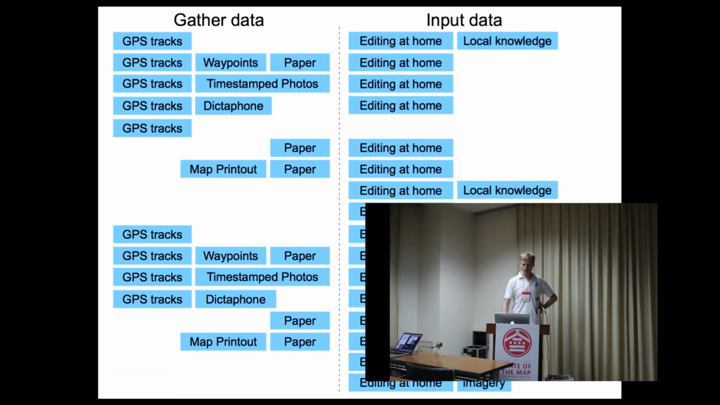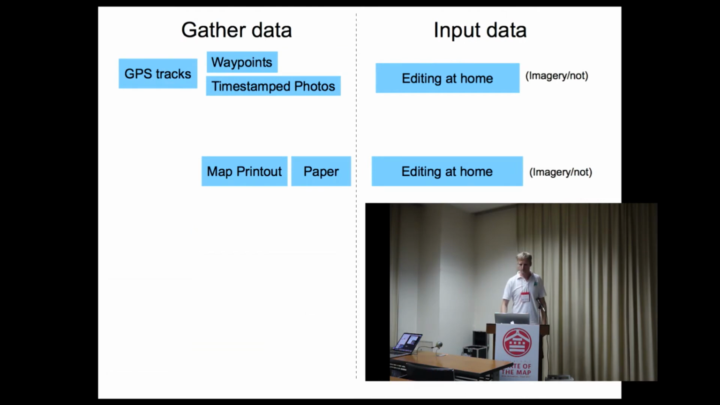So anyway, let's try and condense this down a bit because it's getting out of control. So we've got kind of GPS workflows, paper-based workflows, and just armchair mapping with imagery. Obviously, when you're editing at home, you use the imagery as well, generally. If the imagery is available, you'll use it.